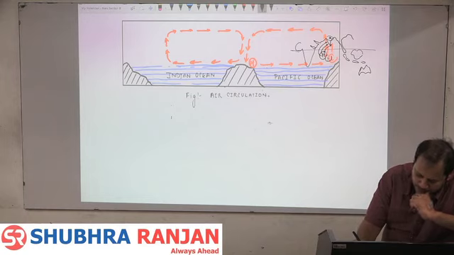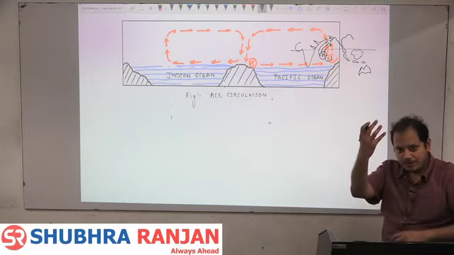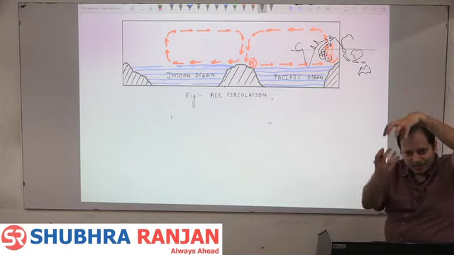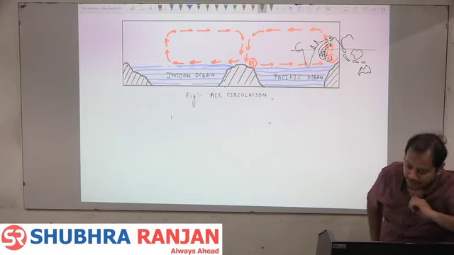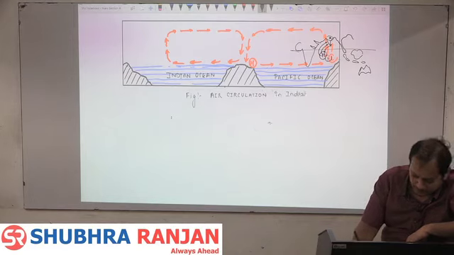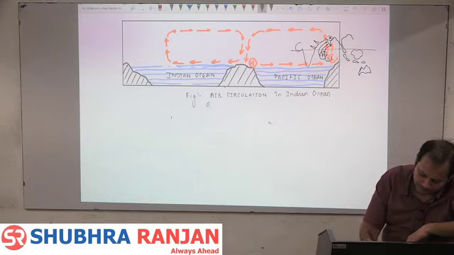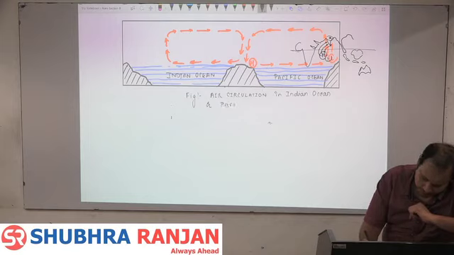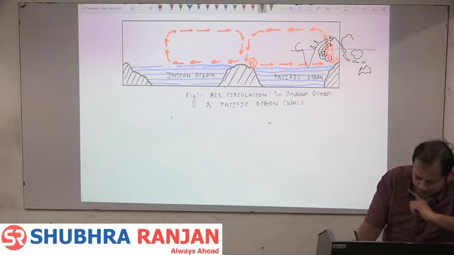thus weakening the Somali jet stream. Understanding the relation? Weakening the Somali jet stream. Somali jet stream is trying to go up from India. El Nino circulation is trying to descend over India. So weakening the Somali jet stream and thus reducing the rainfall over India. You can draw this diagram.